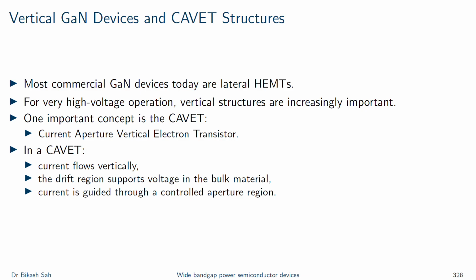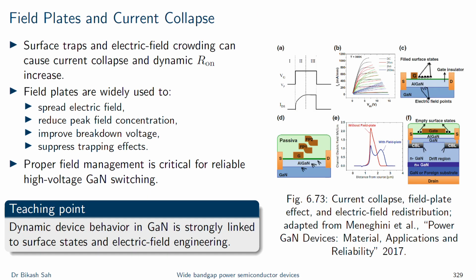Vertical structures, on the other hand, actually offer a route to very high power density. However, the challenges remain significant, like regrowth of the interfaces, current blocking capability, leakage control, substrate cost, and so on. So now I would move forward with the most important reliability and dynamic performance issues in GaN.